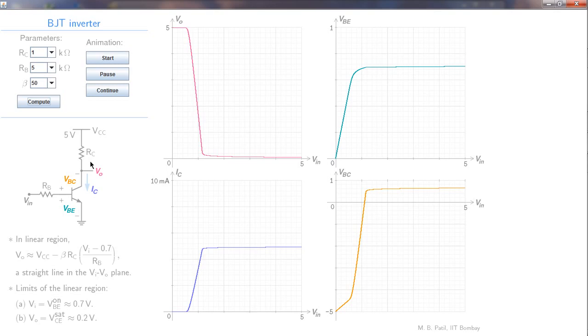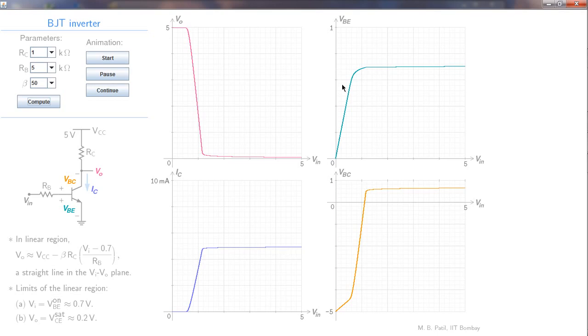What is that constant in this case? It is 5 volts minus, let's say, 0.2 volts, 4.8 volts, divided by RC. RC is 1K, so about 4.8 milliamps. And that is what this is. This is 2 milliamps, 4 milliamps, so that's nearly 5 milliamps or 4.8 milliamps.